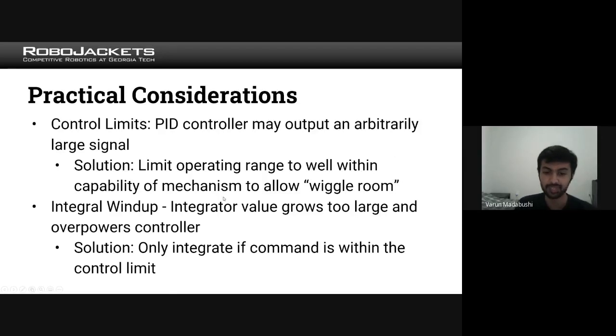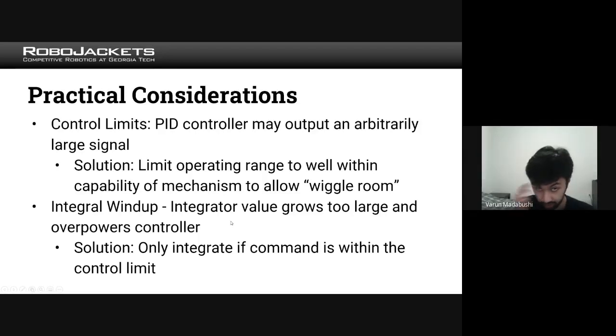Another problem that you might encounter is integral windup. In integral windup, the integrator, that value of sigma, grows too large and becomes overpowering. For example, the integrator will want the motor to go faster to apply more power. But if you reach the control limit, for example, you can only run 12 volts on the motor, the integrator is going to keep going up and up, even though it's already applying 12 volts.